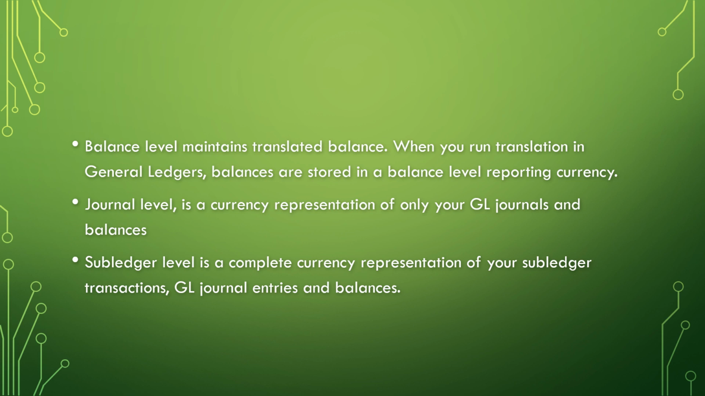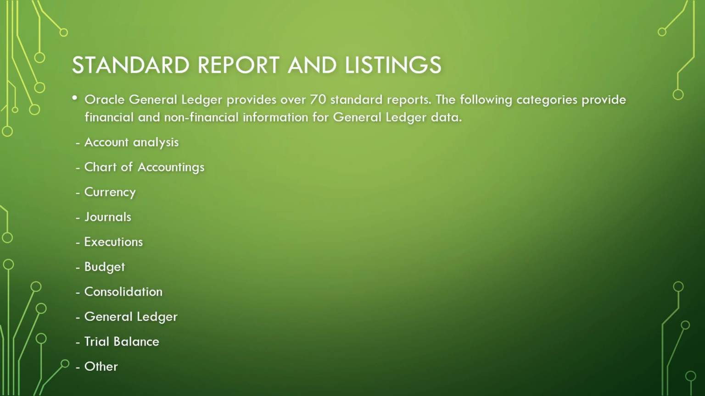Balance level maintains translated balances. When you run translation in the General Ledger, balances are stored in the balance-level reporting currency. Journal level is a currency representation of your GL journals and journal balances. Subledger level is a complete currency representation of a subledger transaction, GL journal entry and balances. So these are the differences.